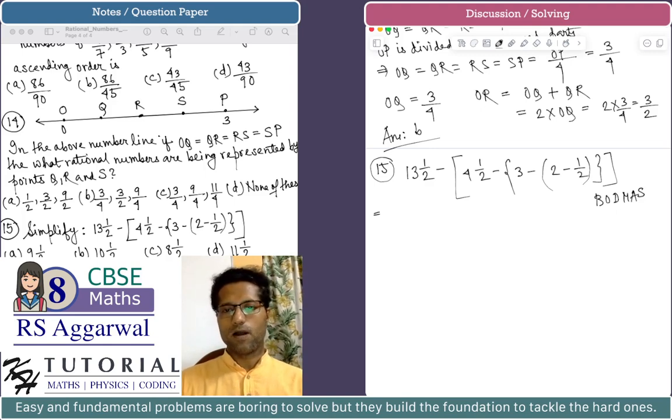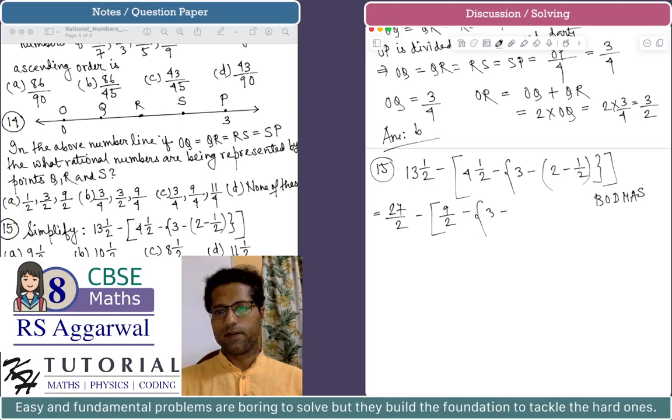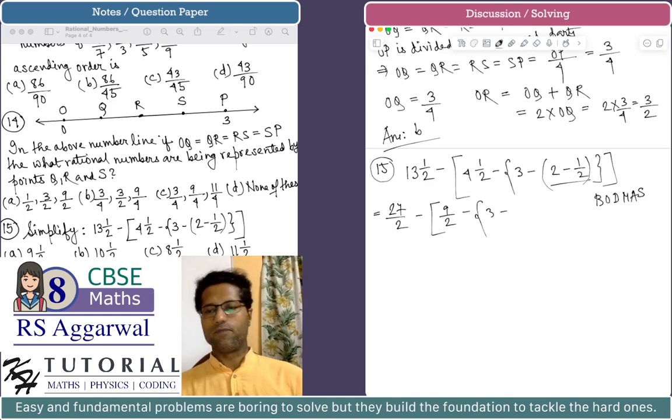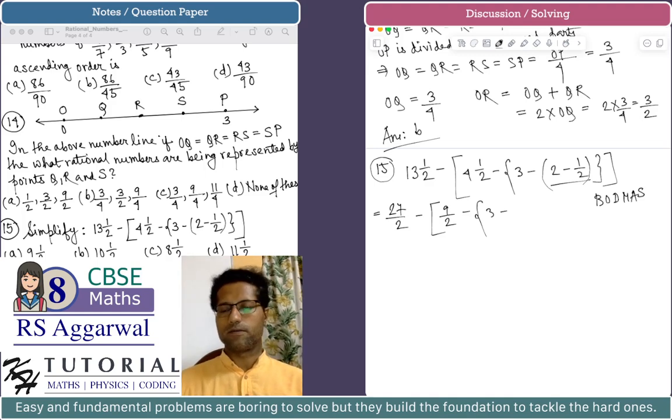So 13 and half is 27 by 2. Okay, let's first do it this way. I am converting all the mixed fractions to improper fractions. Now 4 and a half is 9 by 2 minus we have 3 minus, I have to first simplify the value inside this bracket. So this is the innermost bracket. So 2 minus half is 4 minus 1 by 2, that is 3 by 2. So I have 3 by 2.